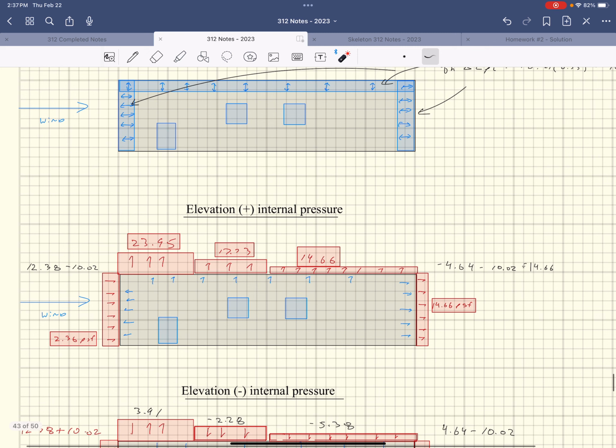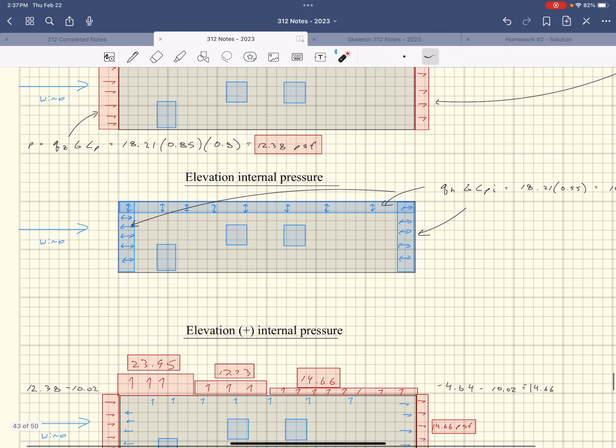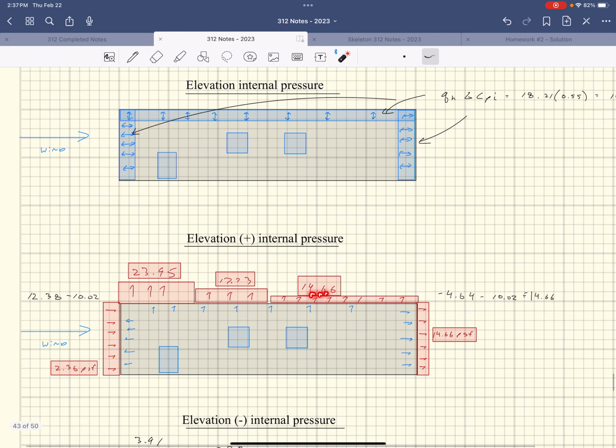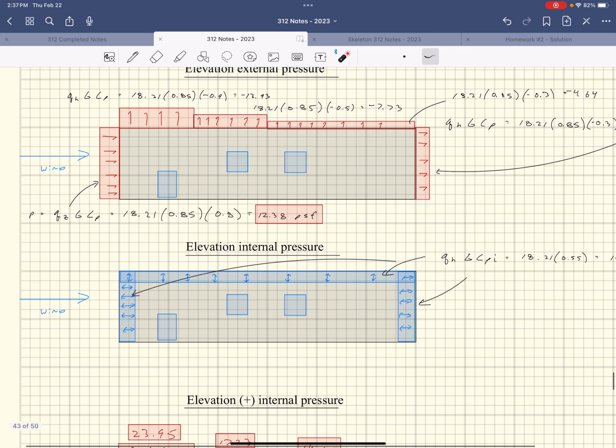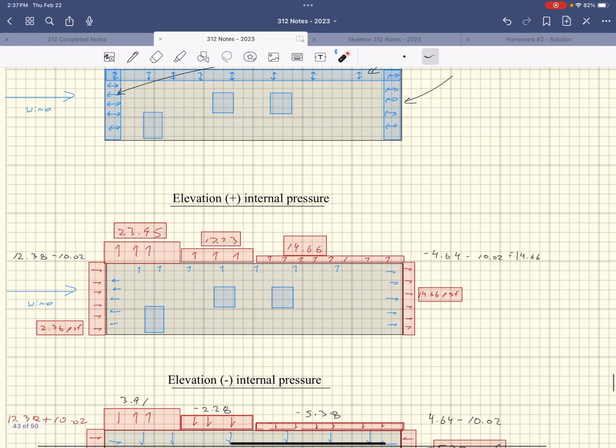And then same thing here. This value, 17.73, is 10.02 plus 7.73, right? And then this 14.66 is this 4.64 adding on 10.02 gives me this one right here. Okay, so that's for the side.